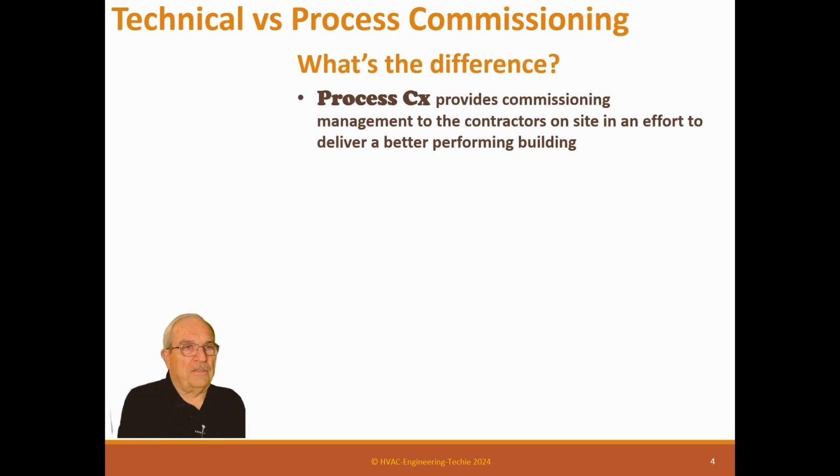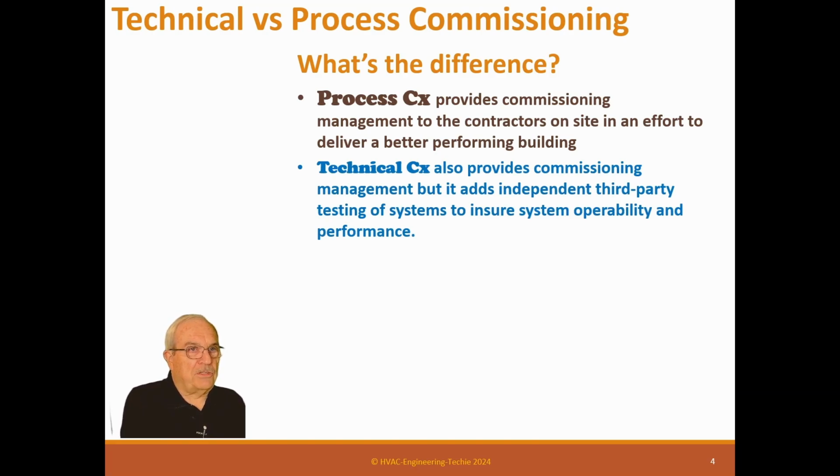So process commissioning provides commissioning management to the contractors on the site in an effort to deliver a better performing building, and I think it does help. But it is a management process. Technical CX also provides the commissioning management, but it adds independent third-party testing of systems to ensure system operability and performance. So in a technical commissioning world, you're out there actually testing systems, and you don't rely on somebody else. Technical commissioning has a process that's first-hand knowledge because I observed it or I actually tested it myself. Whereas the management always has somebody else doing it, and you're taking their word for it, which in construction is dangerous.